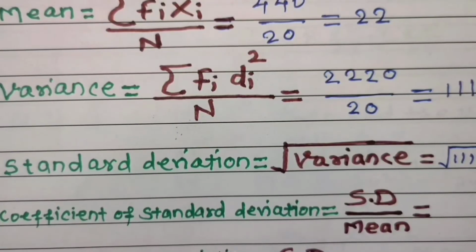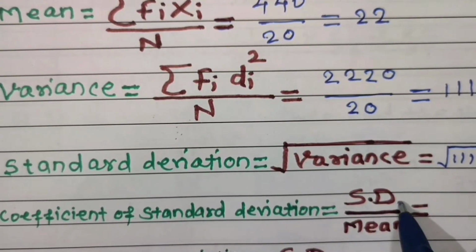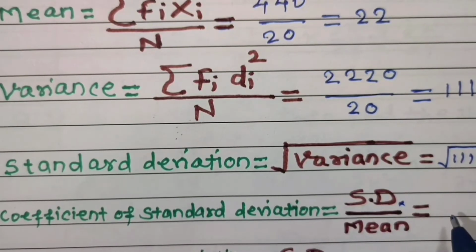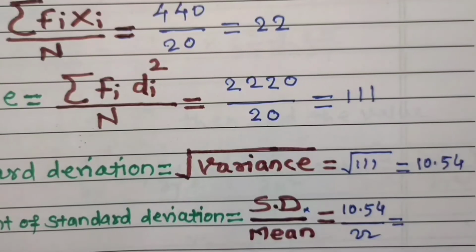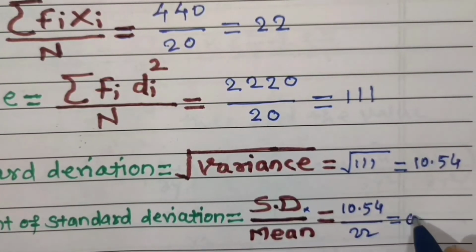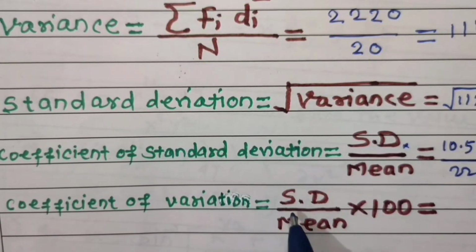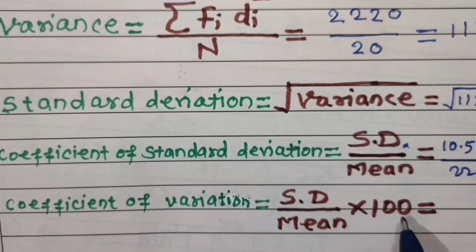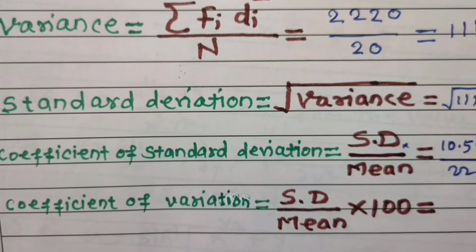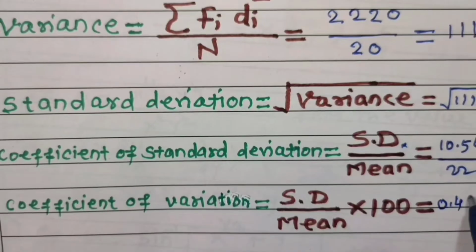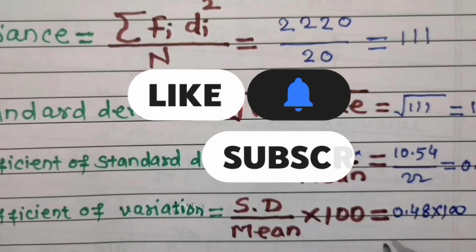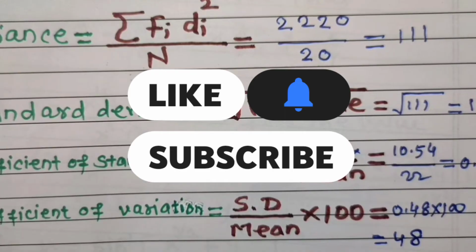This is equal to 10.54. Now let us calculate the coefficient of standard deviation, which is given by standard deviation divided by mean. Here standard deviation is 10.54 and mean is 22. This is approximately equal to 0.48. Now coefficient of variation is given by standard deviation divided by mean into 100. This value is already obtained, which is 0.48. So 0.48 into 100 is equal to 48, which is the solution of the given sum.